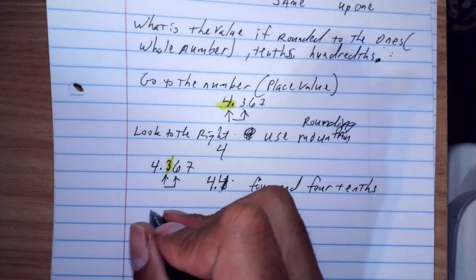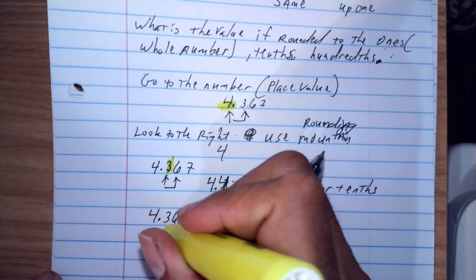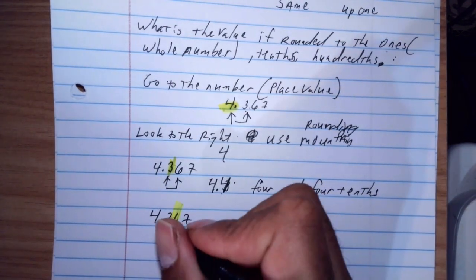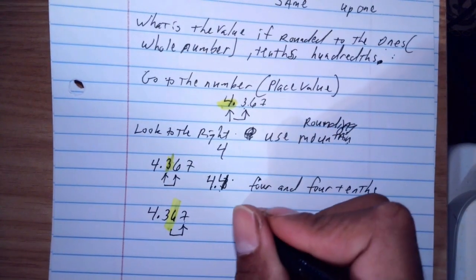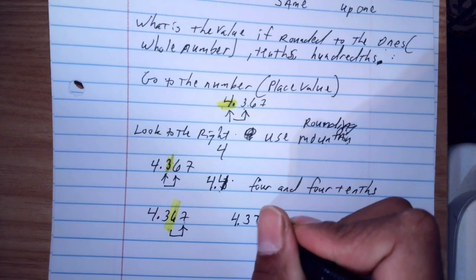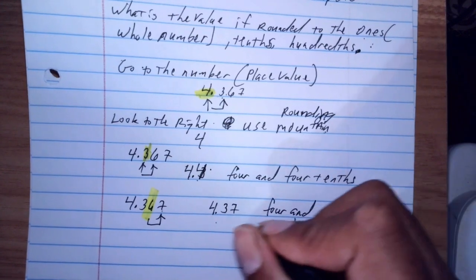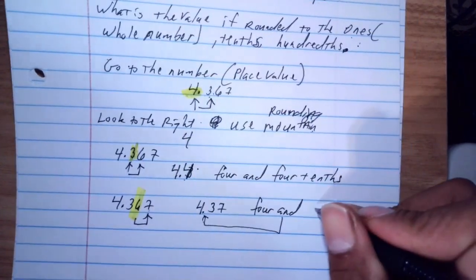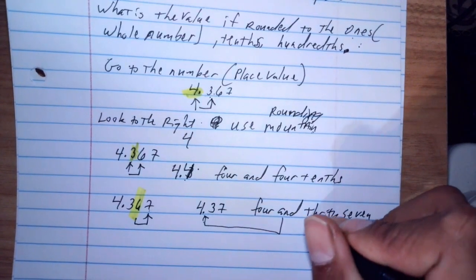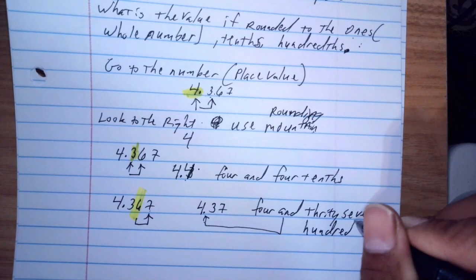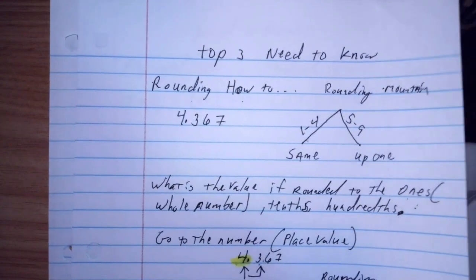Now, let's do the next one. And again, this time it says we needed to do it in the hundredths, so I'm going to highlight the hundredths. That's where I needed to go to. I'm going to go to the one to the right, which is a 7. And again, I have to round up. So I'm going to go 4.37, which is 4 and 37 hundredths. And remember, "and" is the decimal.